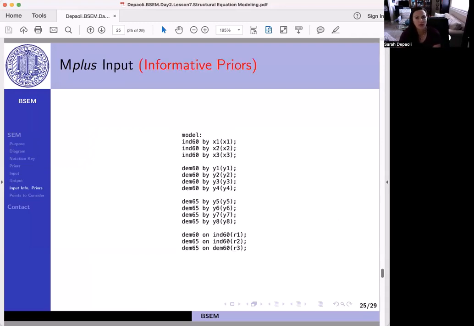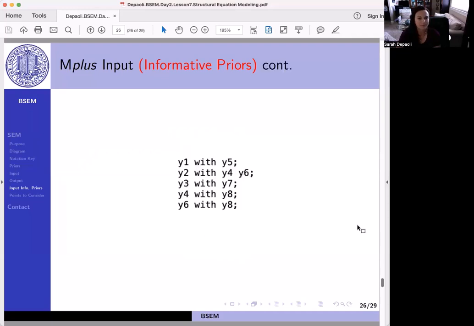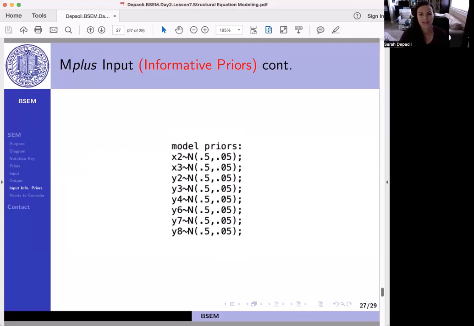Next, we can look at how we would specify informative priors. So here we have the model code with the by statements. These are the measurement models. And we have labels next to each of those loadings. And then we have those regression coefficients as well. Each element here also has its own label. These labels are what allow us to use user-specified priors. Next, we have our with statements, and if we wanted to specify our own priors for them, we could give them labels as well. But this slide shows you exactly how you would do this.